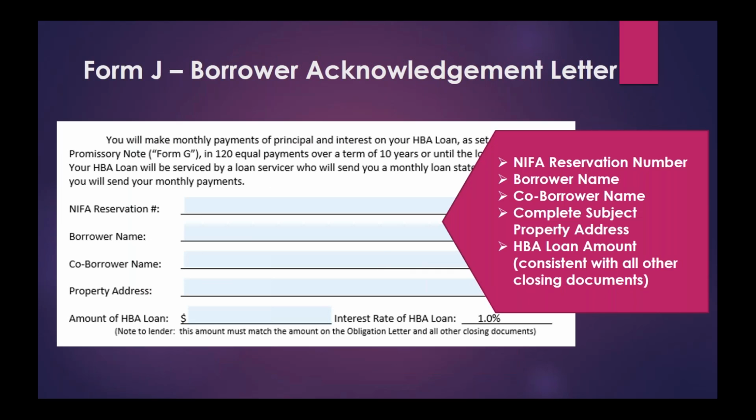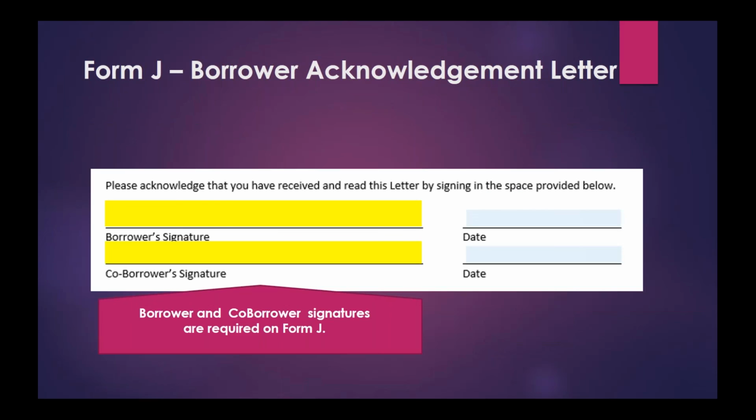Form J is the borrower acknowledgement letter. You'll complete the NIFA reservation number, the borrower names, or names if there's more than one, the full subject property address, the amount of the HUBA second loan amount. The interest rate, again, currently is 1%, and this amount, the loan amount, must match on the obligation letter and the other closing documents as well. And it will be signed, again, by the borrower and the co-borrower if there is a co-borrower.